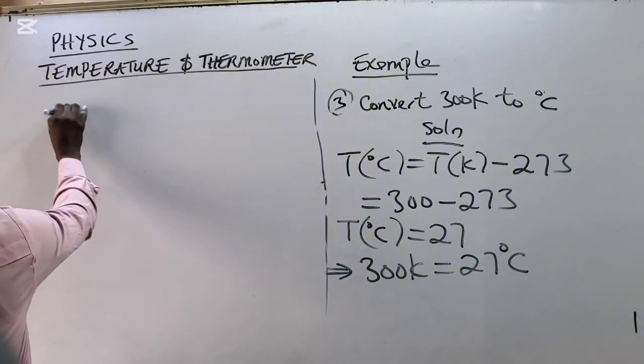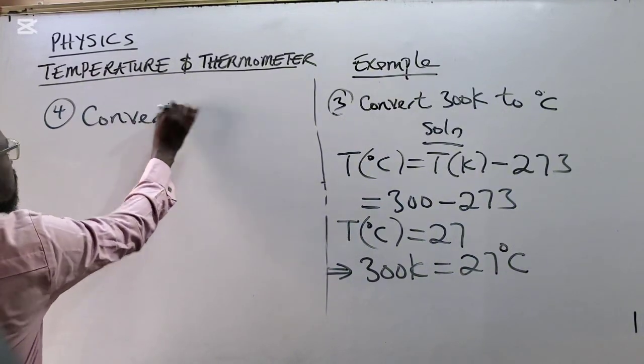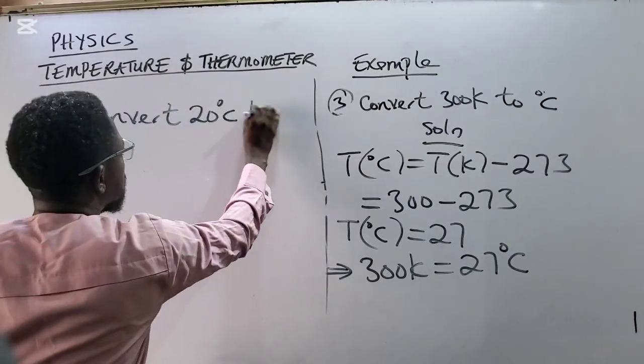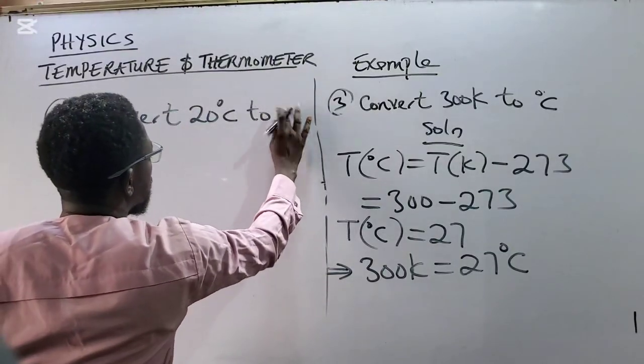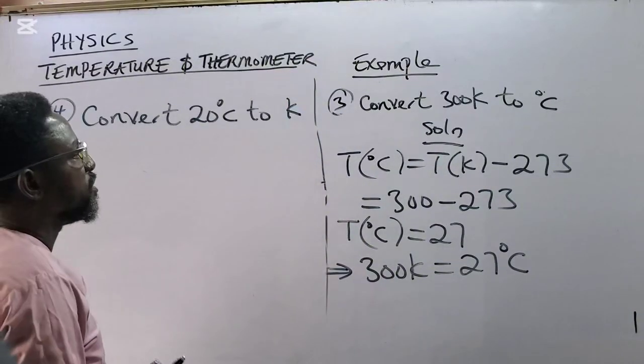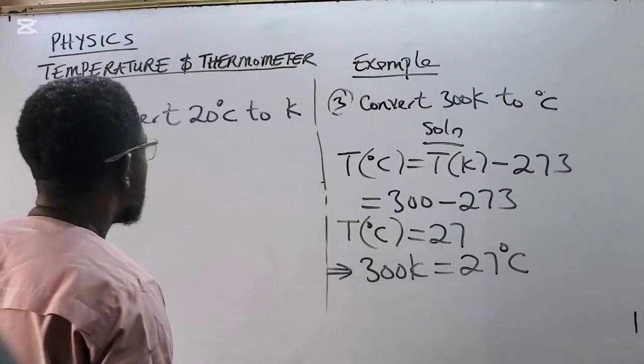Example 4. Convert 20 degrees C to a temperature in Kelvin. You want to convert 20 degrees C to a temperature in Kelvin.